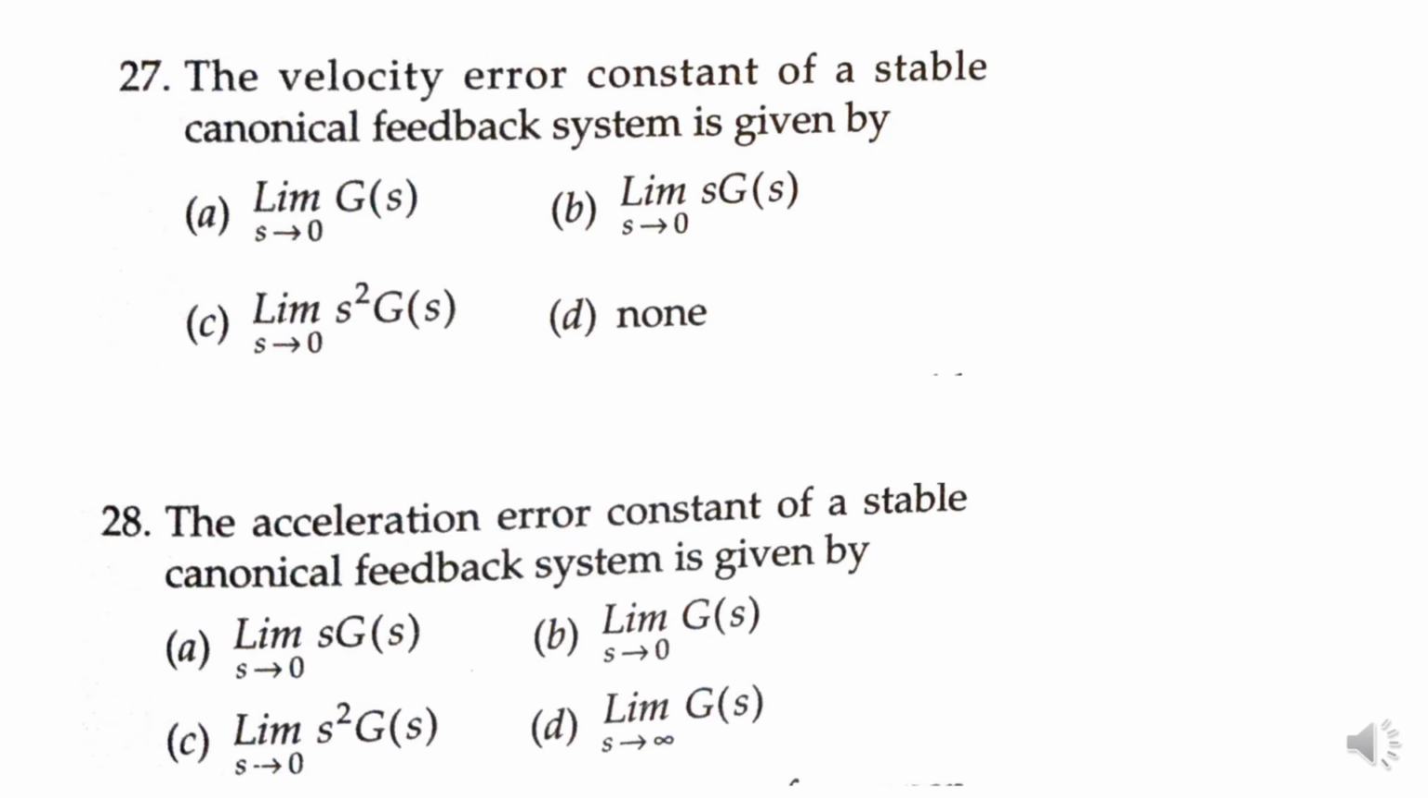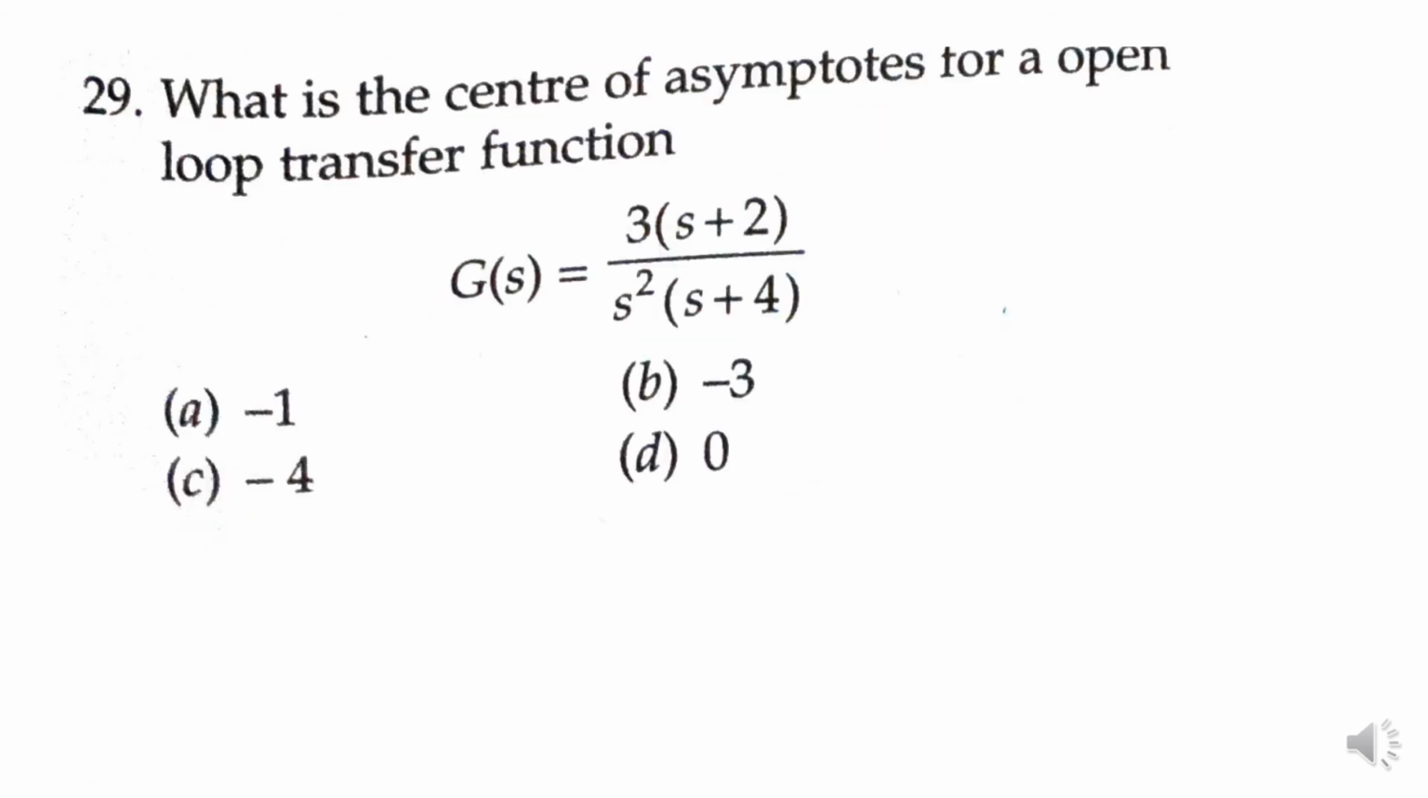Next, the velocity error constant of a stable canonical feedback system is given by limit s tends to 0, s into G(s). This is the correct answer. So option B is the correct answer, Kv. The acceleration error constant of a stable canonical feedback system is given by, the third one is correct, limit s tends to 0, s squared into G(s).